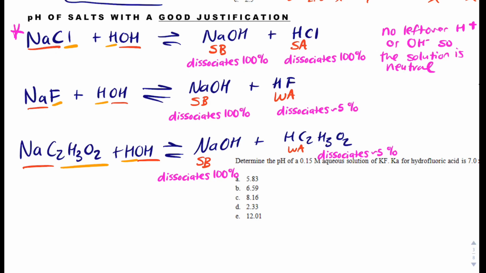Okay. With this second example, sodium hydroxide and HF. Sodium hydroxide dissociates 100%. HF dissociates 5%. I've got 100 hydroxides, let's say. The amount of H's to neutralize that is only 5. So I have leftover hydroxide that is not neutralized.